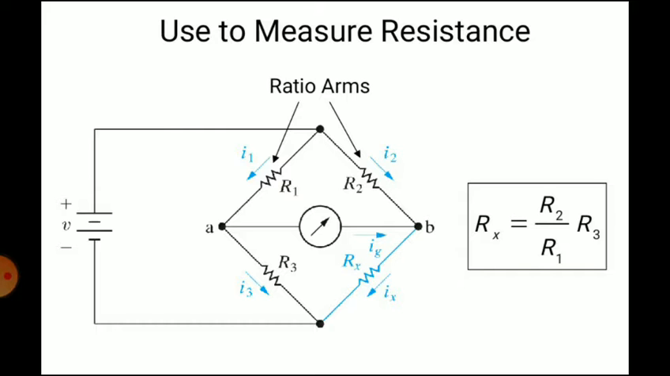So measurements may be carried out either by balancing the bridge or by determining the magnitude of unbalance. If the bridge is unbalanced, then the magnitude of unbalance can be found out. So there are two types of Wheatstone bridge: the null type bridge and the deflection type bridge.